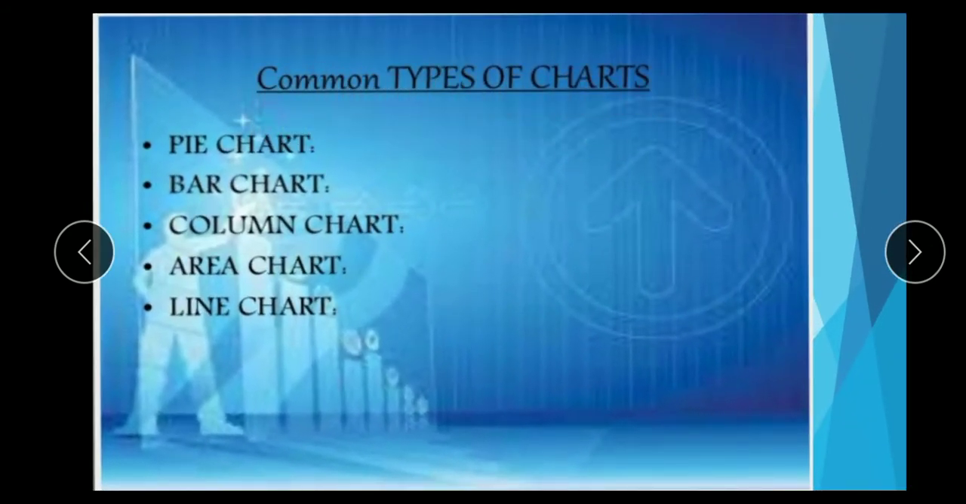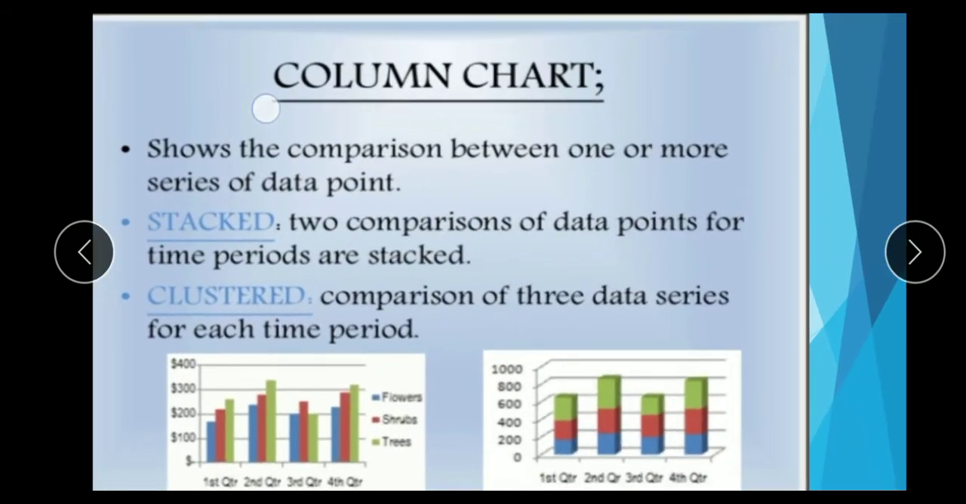Common types of chart. Some common types of chart used in MS Excel: pie chart, bar chart, column chart, area chart, line chart. Column chart shows the comparison between one or more series of data points. These column charts are used to show the comparison between one or more series of data points. Stacked: comparison of the data points for a time period, or stacked clusters, comparison of three data series for each time period. Means here the comparison.